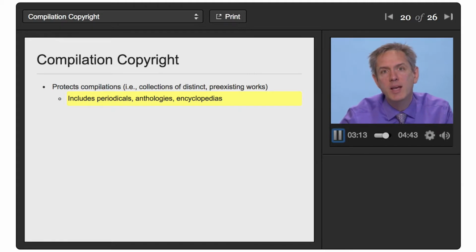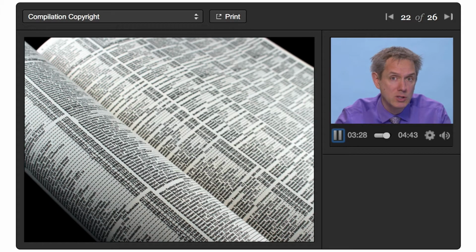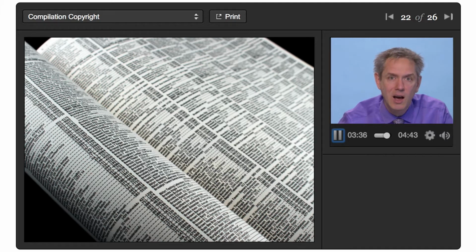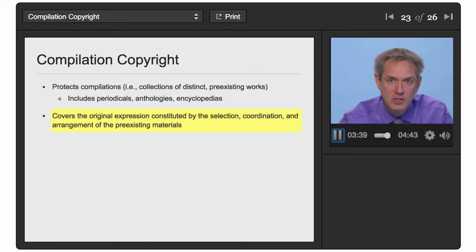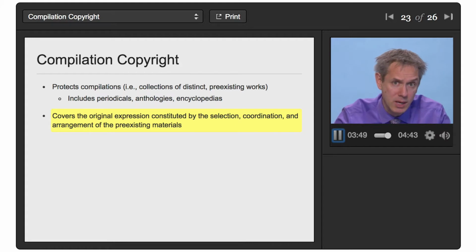Here there is a copyright in the compilation because there can be originality in the selection, coordination, and arrangement of the pre-authored works. In much the same way, we asked whether it was possible to have a copyright in a phone book because there was an original selection, coordination, and arrangement of the facts therein. You can have a copyright in a compilation because there is original expression involved in choosing which works get put together and exactly the way in which those works are put together.